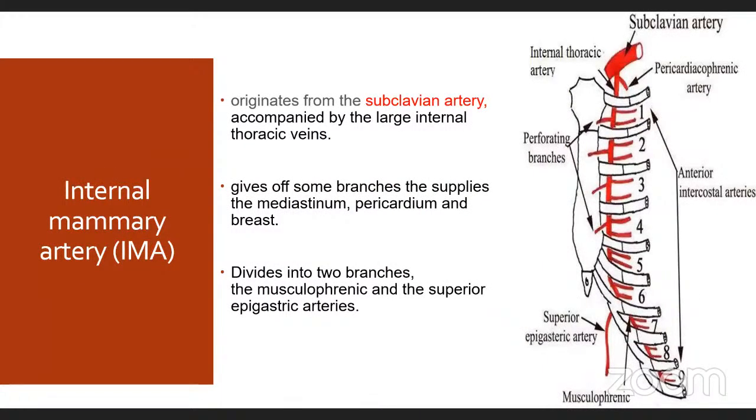The last three slides I'll talk about are the anatomy of the internal mammary artery, the radial artery, and the saphenous vein. Starting with the internal mammary artery, which originates from the subclavian artery, it travels along the inner surface of the anterior chest wall on both sides, about 2 to 3 centimeters on either side of the sternum and slightly medial to the nipple, accompanied by the large internal thoracic vein that also follows the same course.